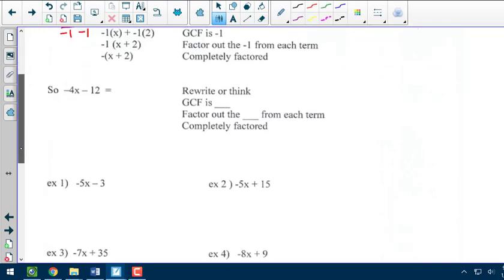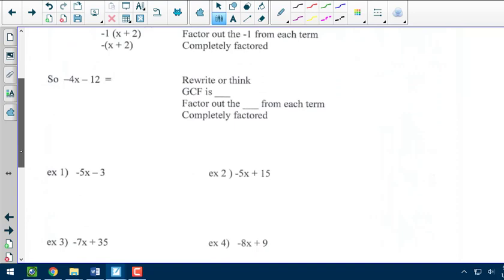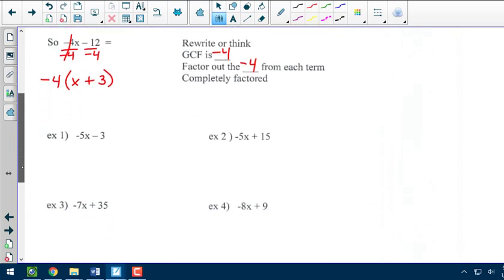So let's try this one. Negative 4x and negative 12. They have a negative 4 in common. So I pull that out and I get x, and negative 12 divided by negative 4 is positive 3. Isn't that interesting? They become their opposite. So their GCF is negative 4. Factor out that negative 4 from each term and completely factor.